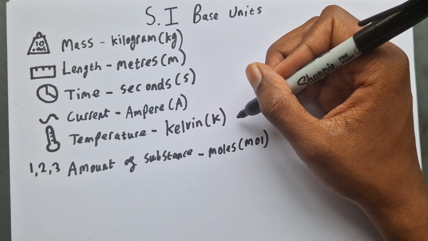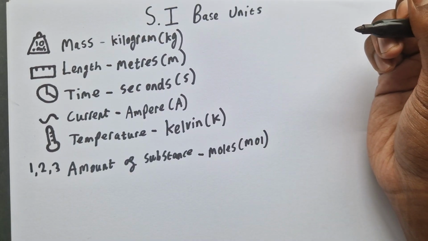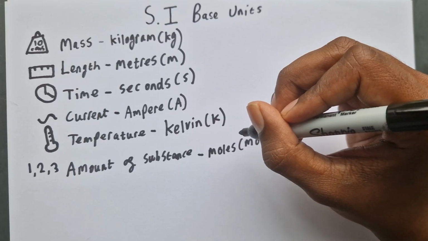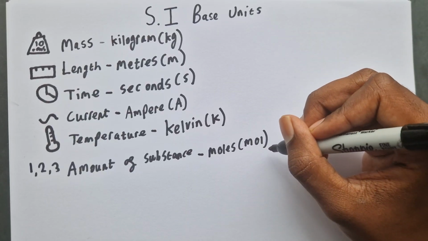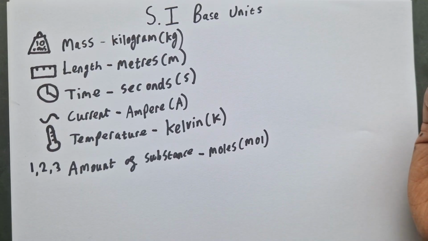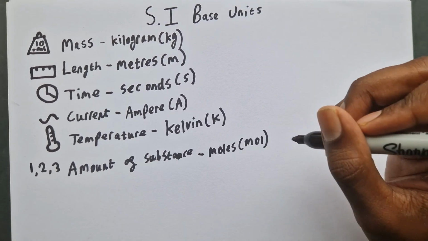Temperature, Kelvin. You might be thinking this is degrees. We'll go through the difference between those in a further video. And amount of substance, if you did chemistry GCSE, you know, moles.